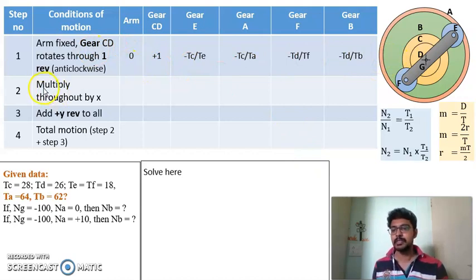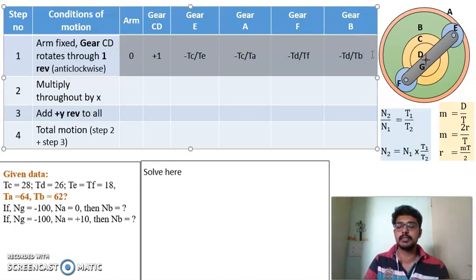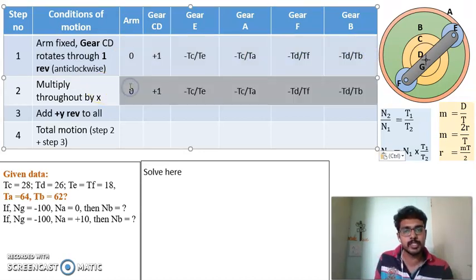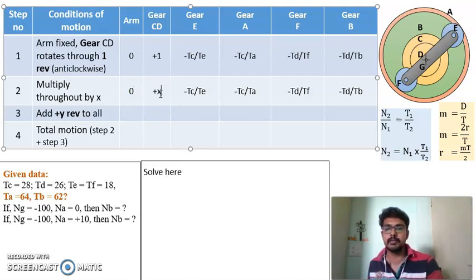Step 2, simply it says multiply all elements in step 1 by x. So the elements that I have in step 1 are all this data that I have calculated or entered in step 1. I will copy it to row number 2 or to step 2 and I will multiply each of these terms by x. So 0 into x is 0 itself, so I will not make any changes over here. Here 1 into x will be equal to x, so I will replace 1 by x. Now here x into the term Tc by Te is nothing but x times Tc by Te.